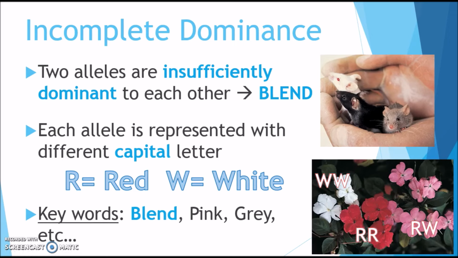Same thing can apply to these mice. There are white mice, there are black mice, and then there are gray mice, BW. If you notice that these genotypes are very similar to the genotypes of a codominant problem, that would be correct. But you need to be sure that you are interpreting the problem appropriately so that when you look at the heterozygous individual, you are not saying that they are black and white. Instead, they are gray. Okay, or they're not red and white, but they're pink.